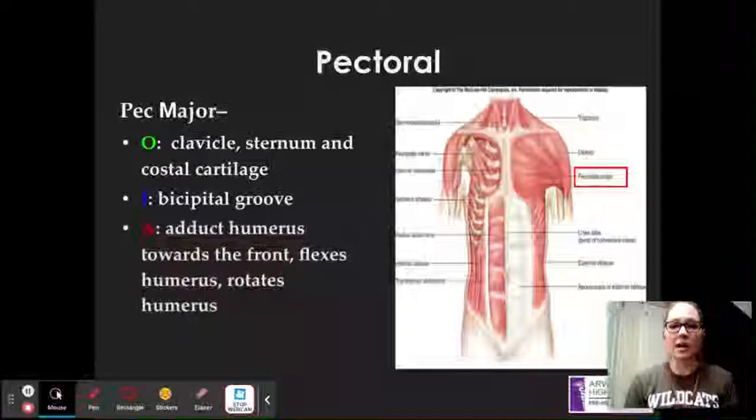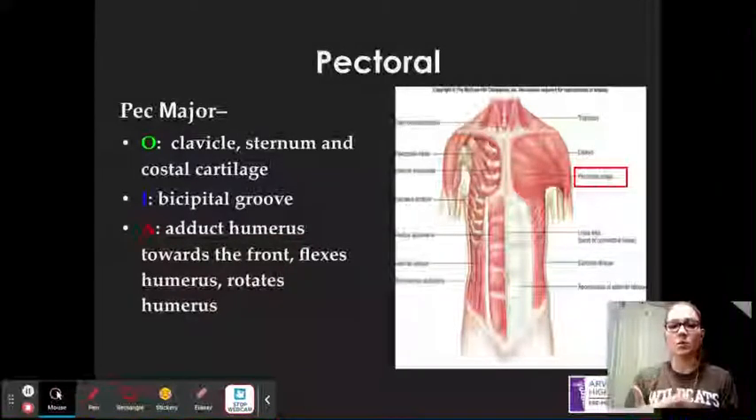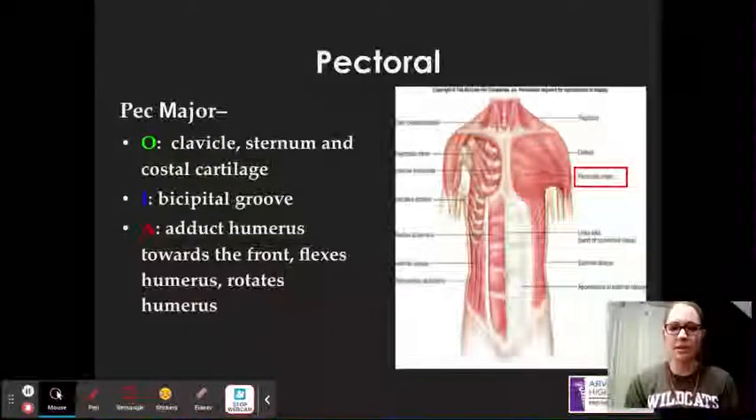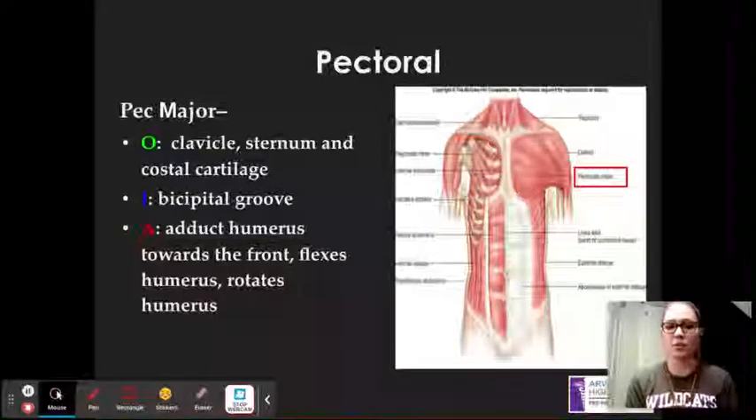There are three actions that when the pec major contracts, it is going to produce motion. It is going to adduct the humerus towards the front. It flexes the humerus, and it also rotates the humerus. So we're going to look at those in more detail now.